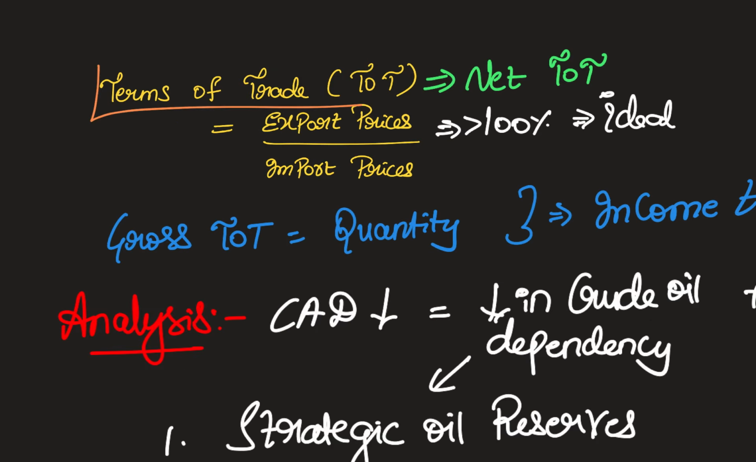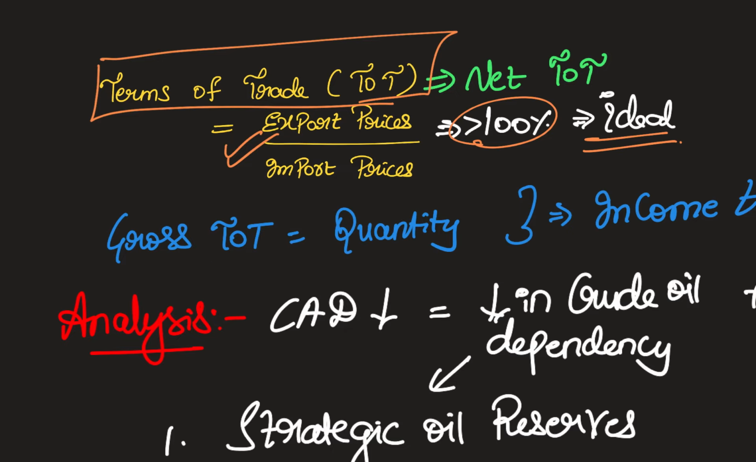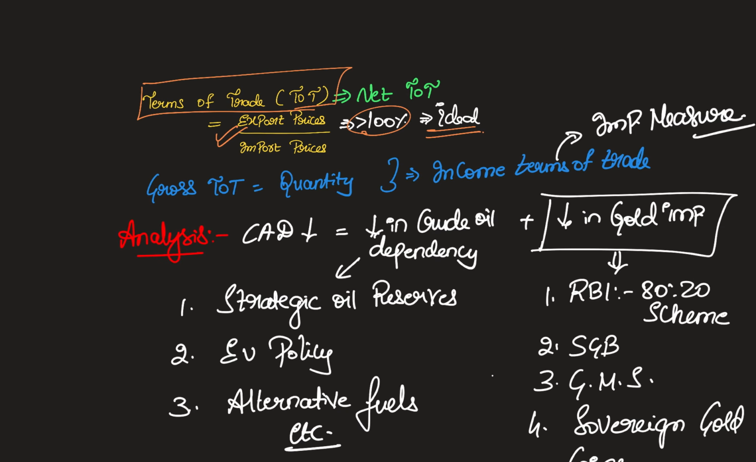Now let us understand a term called terms of trade. This is important to understand how a good economy functions. So naturally, if export prices are more than import prices, it means that we are selling more. It should be greater than 100% in an ideal scenario. So here, gross TOT means we are focusing on the quantity that is sold.